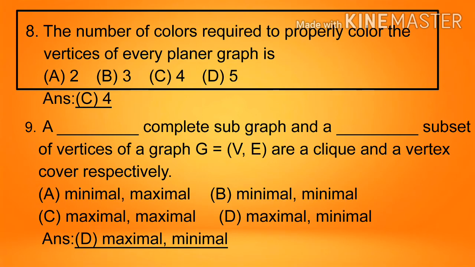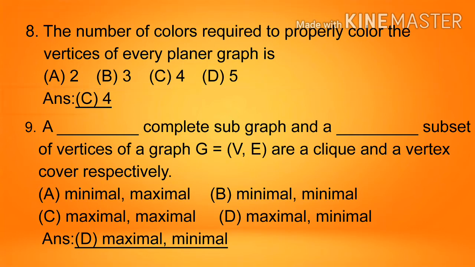Question number 8. The number of colors required to properly color the vertices of every planar graph is option A, 2, option B, 3, option C, 4, option D, 5. Answer is option C, 4.